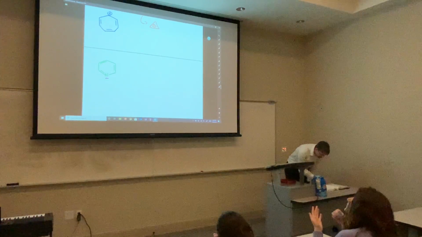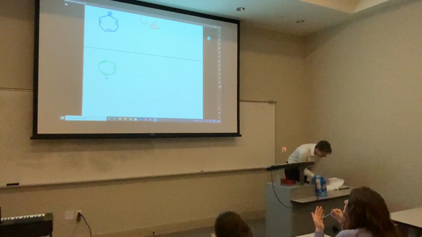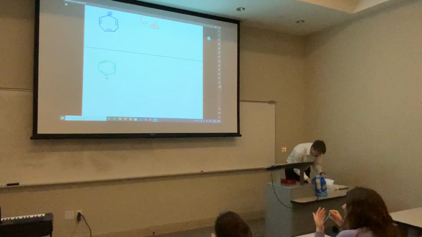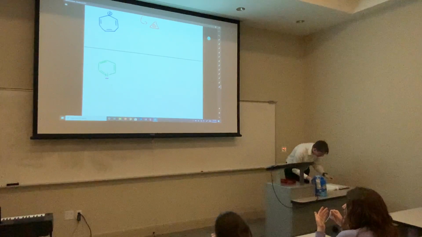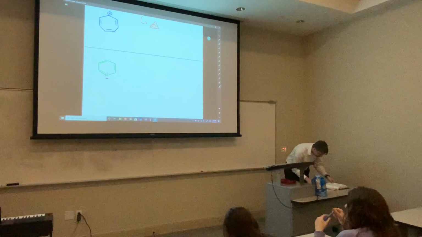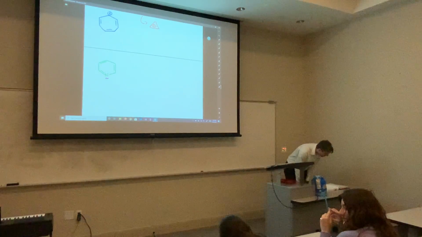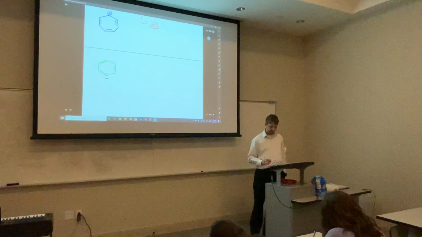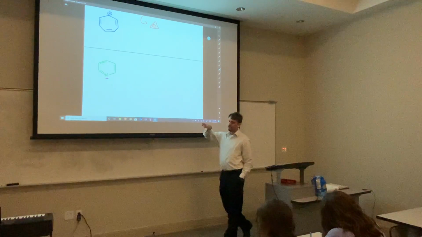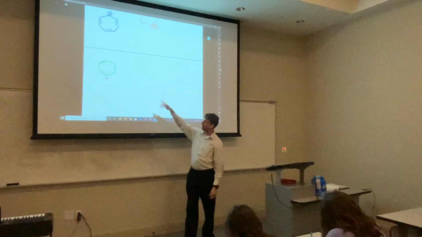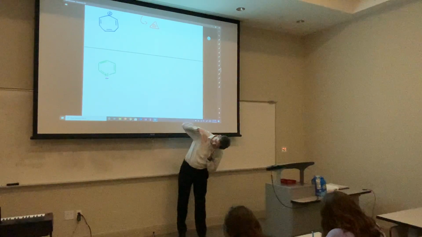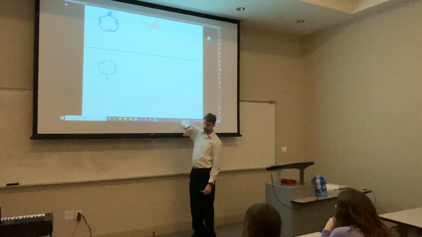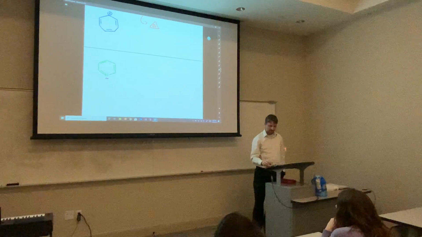Let me see if I can find it real quick. Yes, page 766. So I'll give you guys my best interpretation of it. Imagine for a minute that we're going to look at this pyridine ring from the side. We're kind of tilting ourselves like this and looking at it from the side.